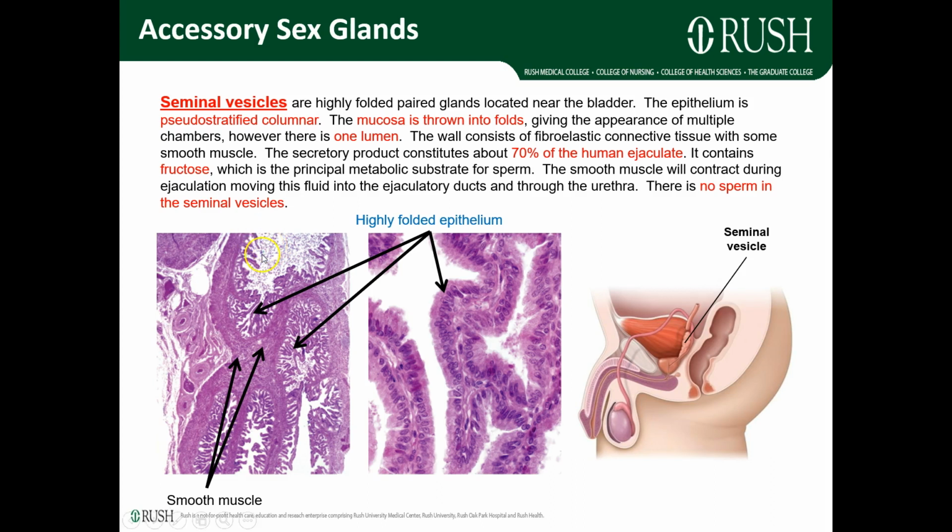The secretory products within here constitute about 70% of the ejaculate from the humans, and it contains fructose. Fructose is the principal metabolic substrate for the sperm, their energy as they're traveling towards the urethra. The smooth muscles here will contract during ejaculation, thus moving this fluid into the ejaculatory duct and through the urethra. One thing to note is that in the seminal vesicles, you will not see any sperms.